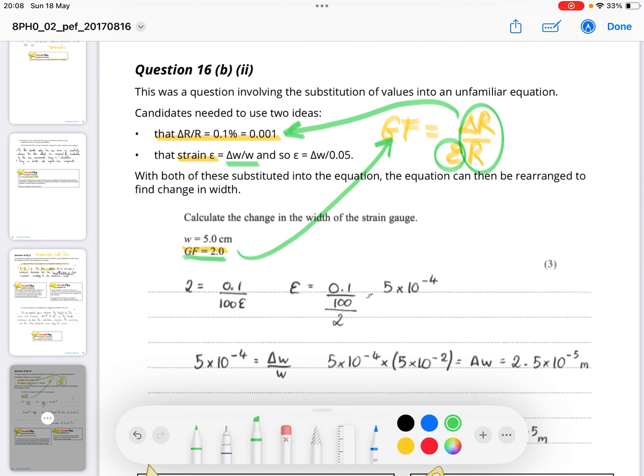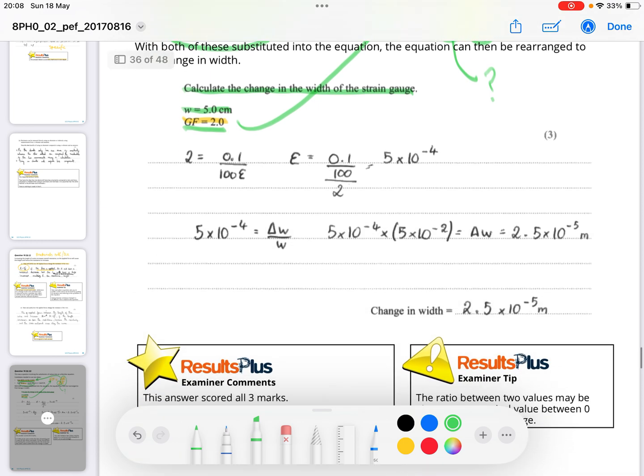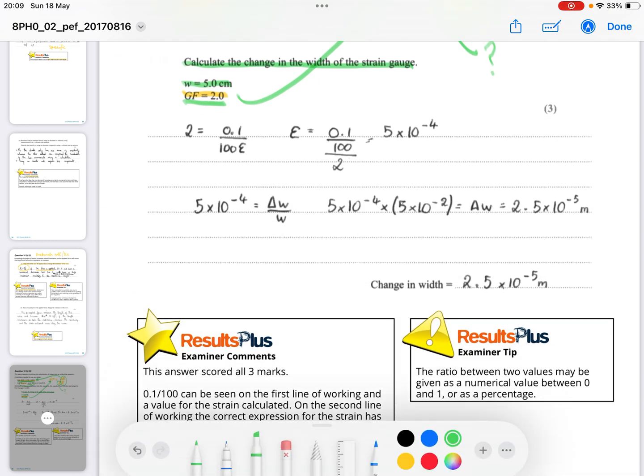So once we know GF, because we know GF and we know the ratio of the percentage change of the resistance, then the only unknown is epsilon. Once you work it out, you can then put it into this equation and work out the only unknown, which is delta W. They want you to calculate a change in the width of the strain gauge, which from a resistance point of view is the length of the resistance material. Okay, so this student has done it correctly, yeah, and scores all 3 marks.